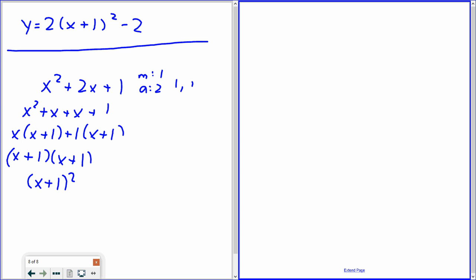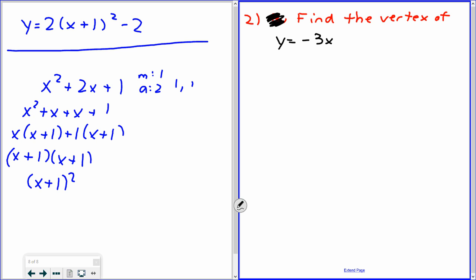Negative 3x squared plus 12x minus 2. So question number 2 is going to be: find the vertex. Y equals negative 3x squared plus 12x minus 4. Or plus 2, I know.